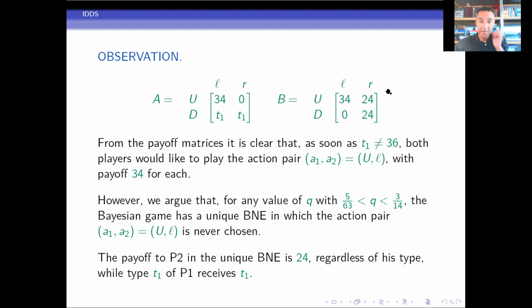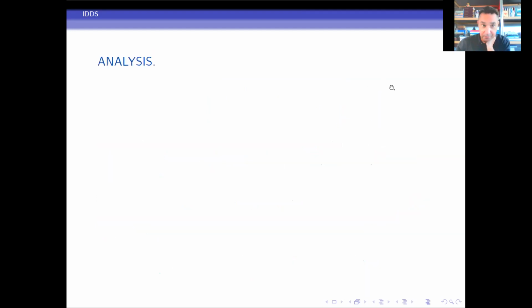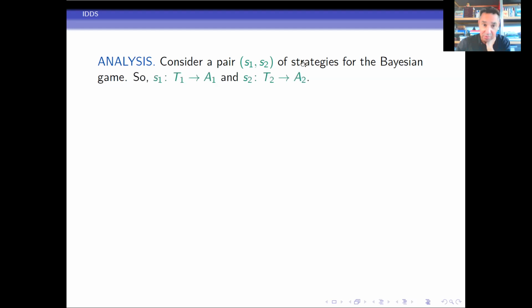Okay, so let's see how we get there. Maybe the first thing to realize is what a strategy is in this game for player one and player two. Remember that a strategy in a game is a function that assigns to each type an action. The types of player one were 24, 28, 32, and 36. And A1 is up or down.